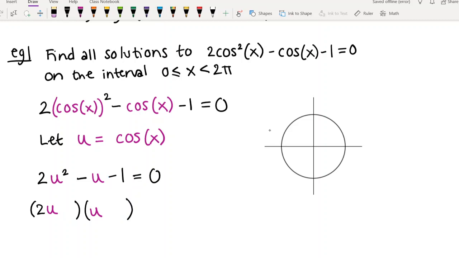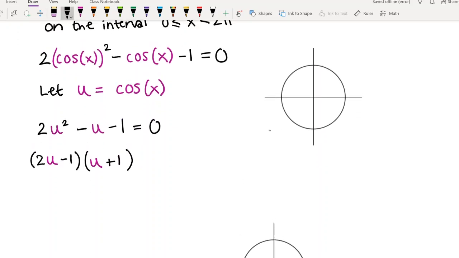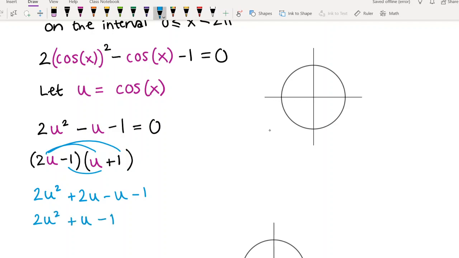And it's, like I said, trial and error. Try one, see if it works. If it doesn't, then switch it. So maybe let's try -1 here and +1 and see what we would get if we multiplied this out. We would get 2u squared plus 2u minus u minus 1. And so that would be 2u squared plus u minus 1. And notice that's not what we wanted. We wanted a minus u and we got a plus u. And so that tells us our trial and error was the wrong trial. It was an error, so that's fine.